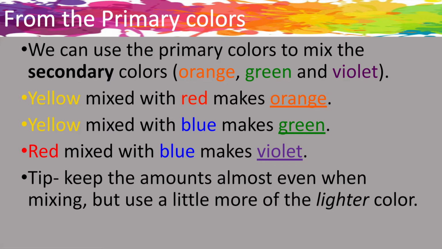A tip to keep in mind is that you should mix the amounts almost evenly in order to make a secondary color. So when you're making orange, you want to make sure to have the same amount of yellow as you do red. But the red, since it's a darker color, is going to overpower the yellow a little bit, so adding slightly more of the yellow will help even that out.